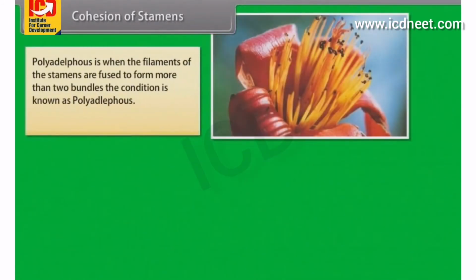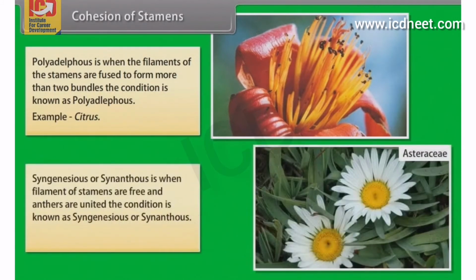Polyadelphous is when the filaments of the stamens are fused to form more than 2 bundles. The condition is known as polyadelphous. Example, citrus. Syngenesious or synantherous is when filaments of stamens are free and anthers are united. The condition is known as syngenesious or synantherous. Example, Asteraceae.